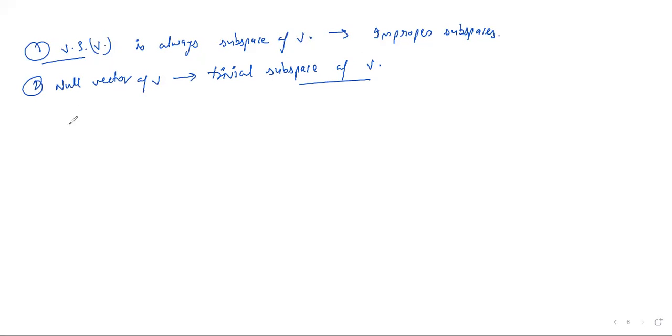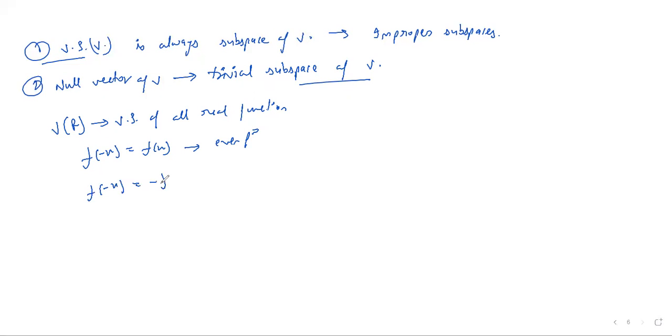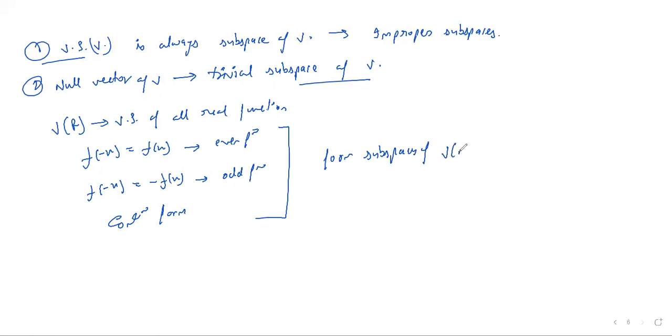Now, let's say V is a vector space over the field of reals, the vector space of all real functions from R to R. Then f(-x) = f(x) is an even function, f(-x) = -f(x) is an odd function, and there are continuous functions. These all form subspaces of the vector space over R. This is the basic example I have given here.